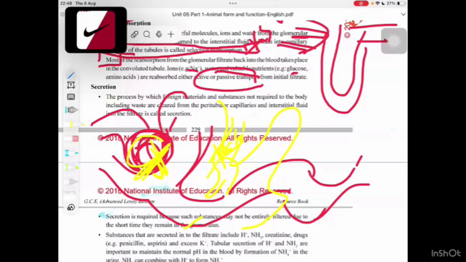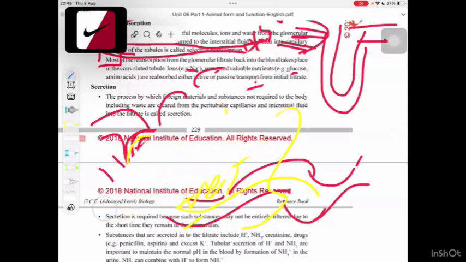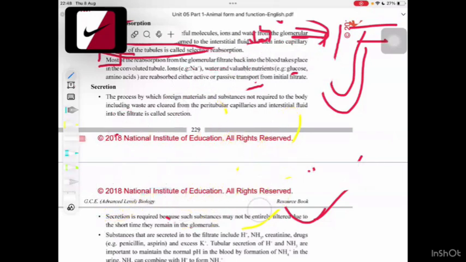Now they need to somehow put it back into the excretory part, the nephron, the functional unit of the kidney. To do that, that process is called secretion, the opposite of selective reabsorption. Let's go into that part now. The process by which foreign molecules and substances not required by the body, including waste, are cleared from the peritubular capillaries and interstitial fluid into the filtrate is called secretion.